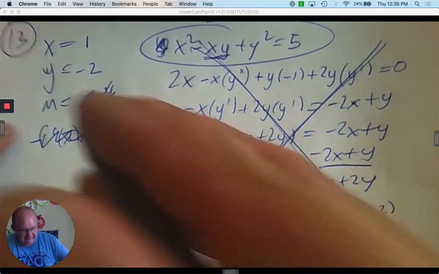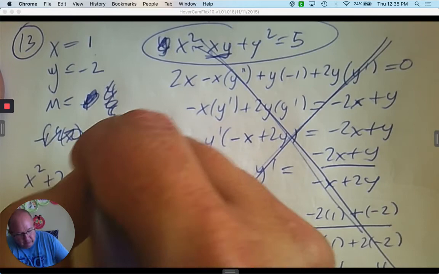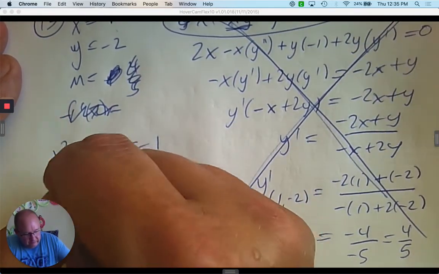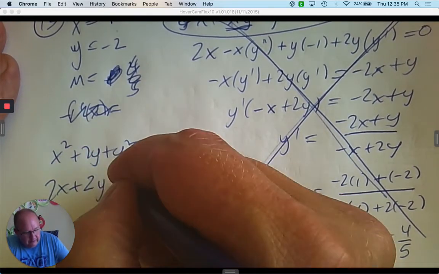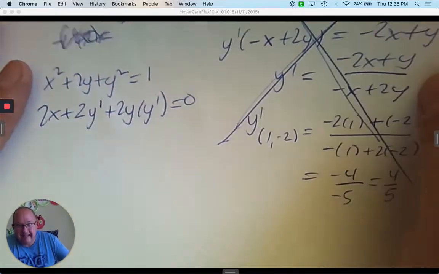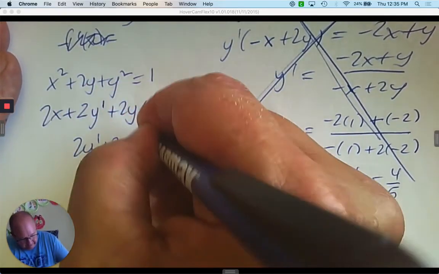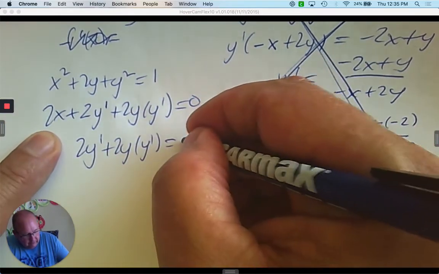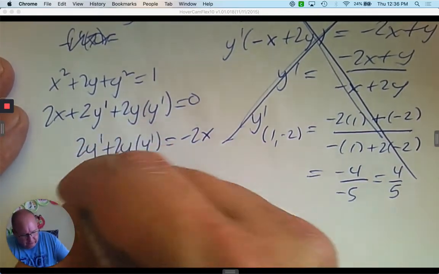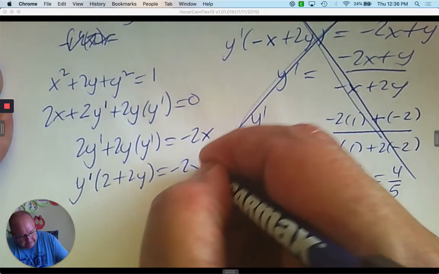Let's do it correctly. So number 13 was x squared plus 2y plus y squared equals 1. Take the derivative. That's 2x. That's 2, but it needs a y prime. That's 2y, but it needs a y prime, and 0. Then, when I get y prime by itself, if it has a y prime, it stays. Positive 2x becomes negative 2x on the other side. Factor the y prime, and then divide.